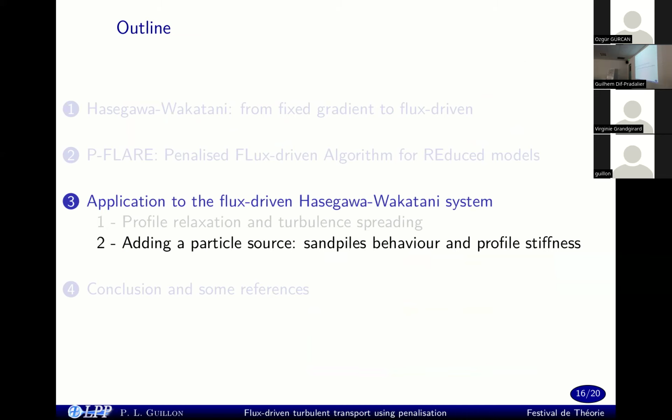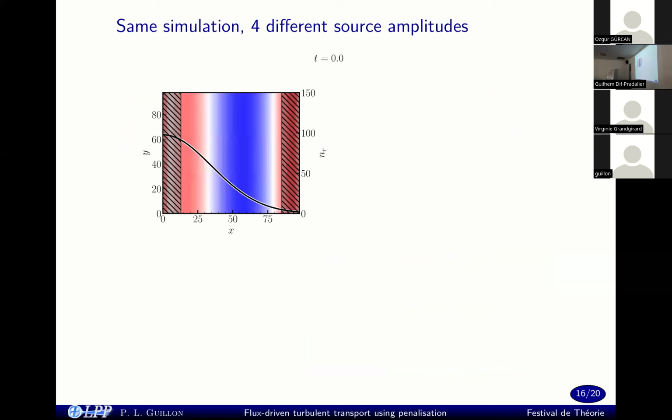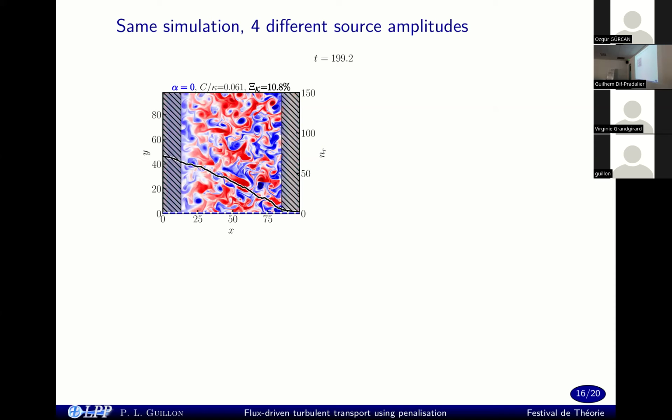Okay. The second study that we can do to test the code is to see what happens when we put in a particle source. So I start a simulation with the following initial conditions. You can see here the density profile. And I let it evolve until I reach a turbulent state here. And this is my reference simulation because I don't put in any source. So the source amplitude alpha here is equal to 0.